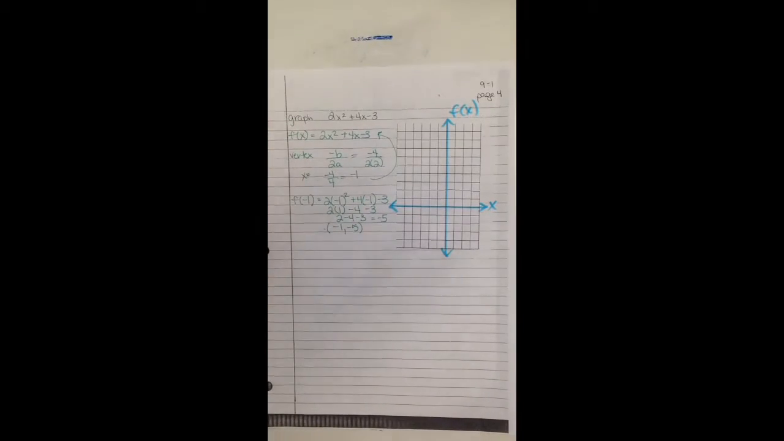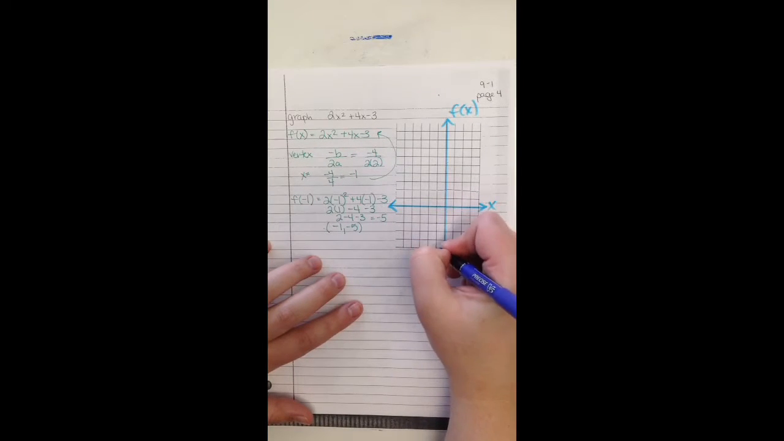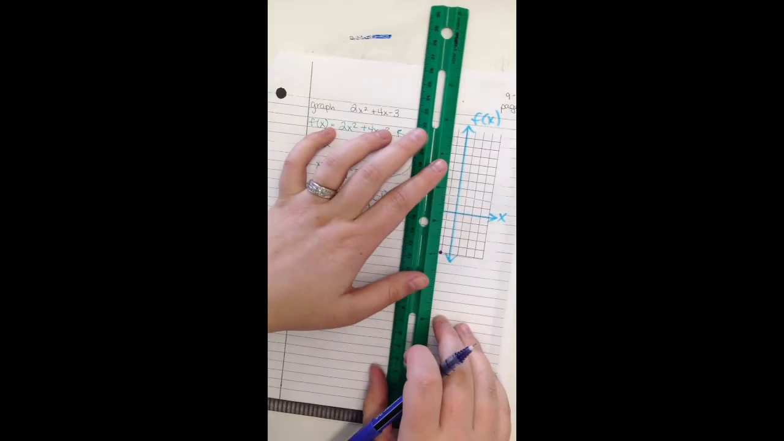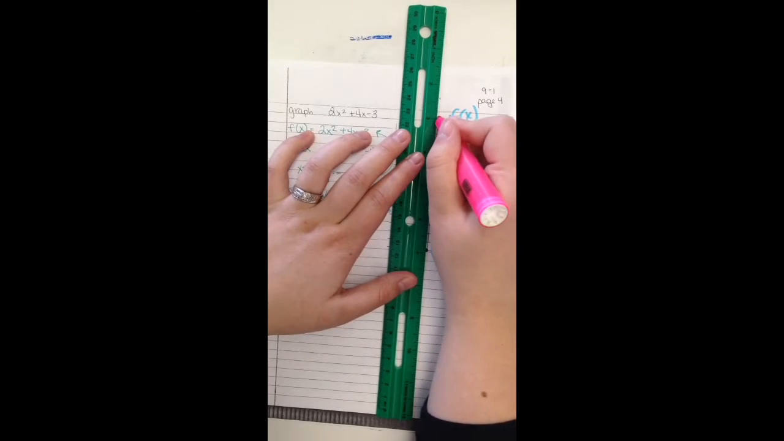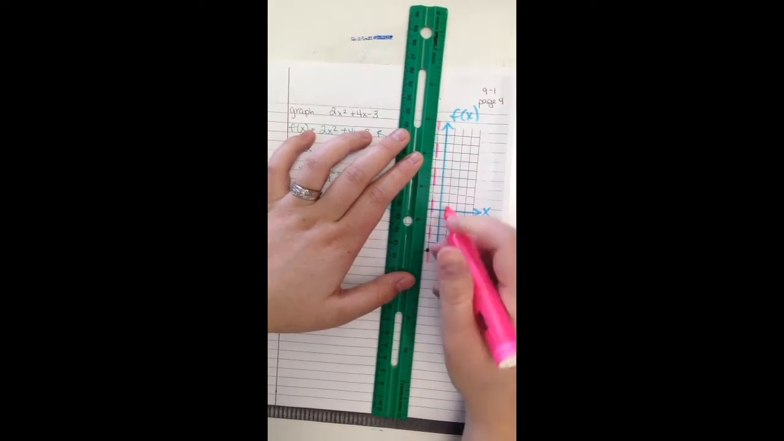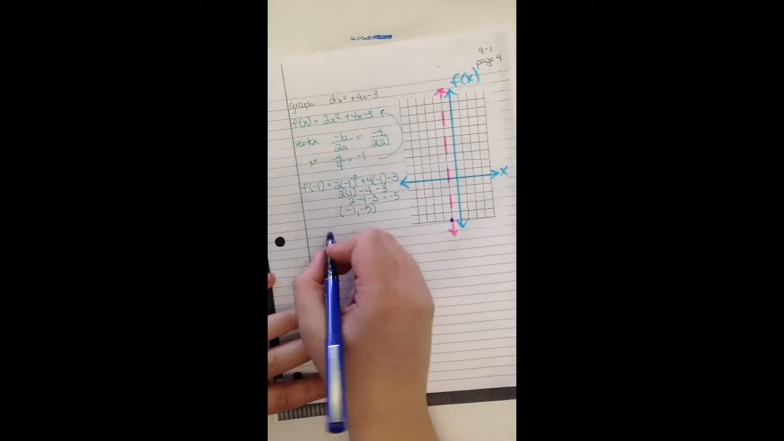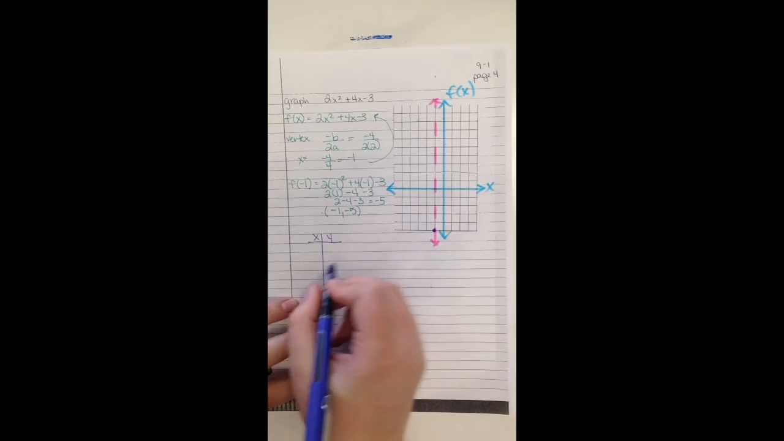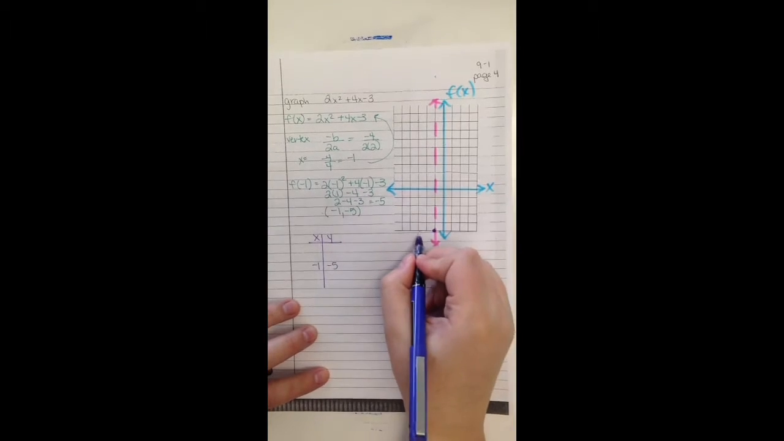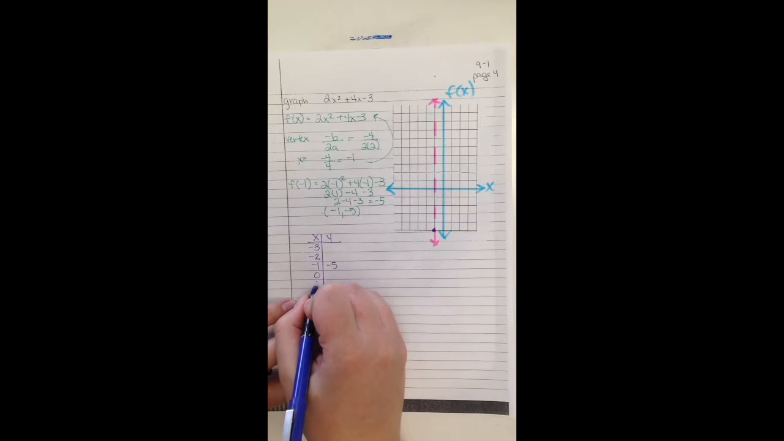Okay, let's go ahead and draw in our axis of symmetry. So I have negative 1, negative 5, and it's just a vertical line through that vertex. Okay, then we draw our T-chart. Okay, my vertex is at negative 1, negative 5, and I have to choose x values to the left and to the right of that. So I'm going to go with negative 3, negative 2, negative 1, 0, 1.